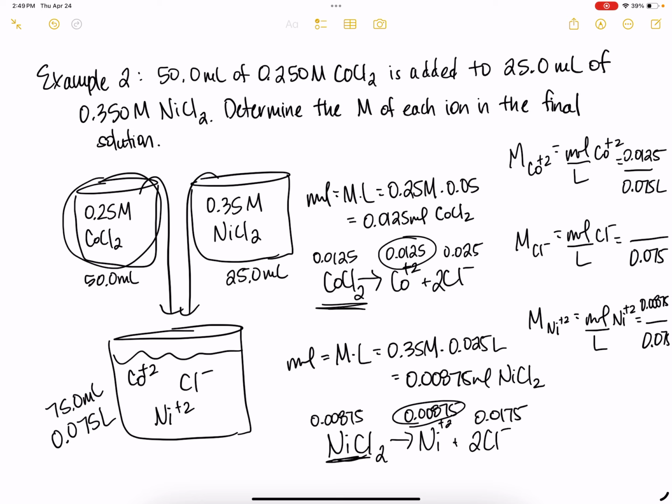The chlorine is interesting because the chlorine comes from two places: from the ionization of the cobalt chloride, but also the ionization of the nickel chloride. And so knowing that the chlorine moles are coming from two different places, I need to take those two numbers and add them together to get the total moles of chlorine. And now I have enough information to solve this problem. So I just have to do my calculations.